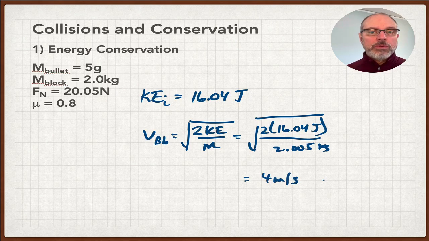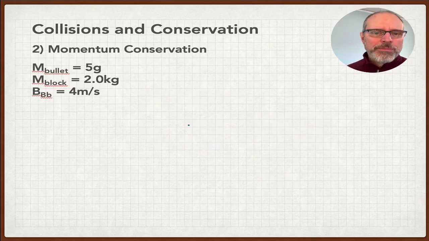All right, now that's really handy. That's the missing piece of info that I needed. What I can do now that I know that the bullet-block slid away from the collision at 4 meters per second is just to put it in its place. Here's the bullet before the collision, m1 v1i.